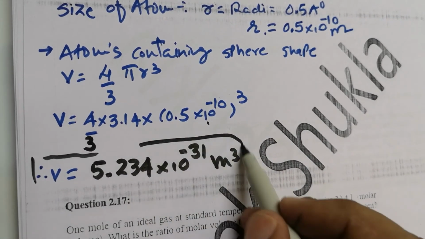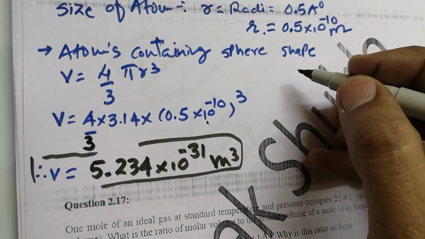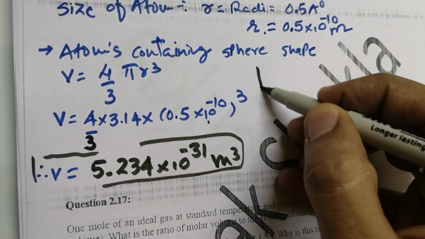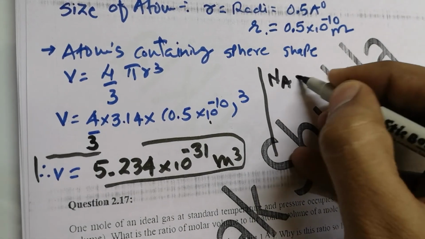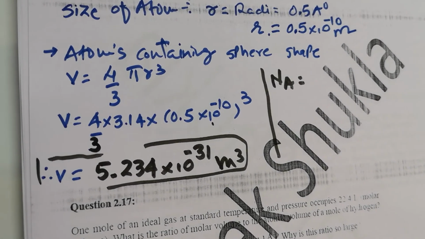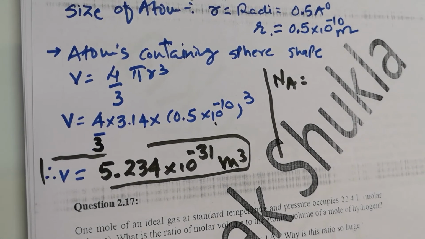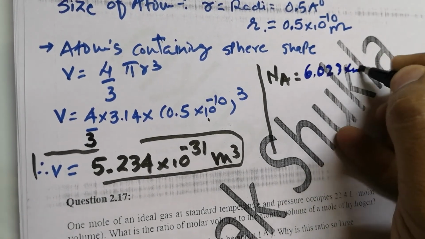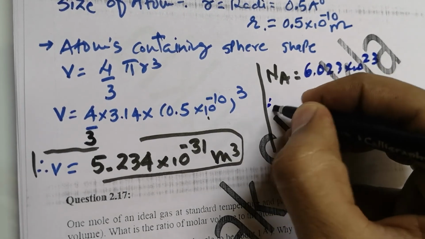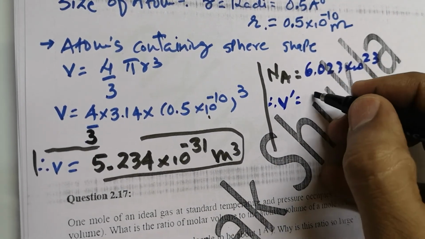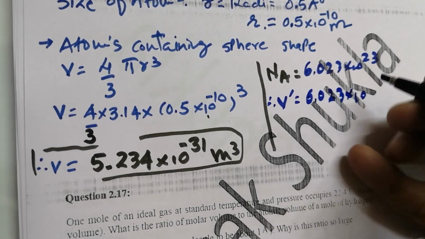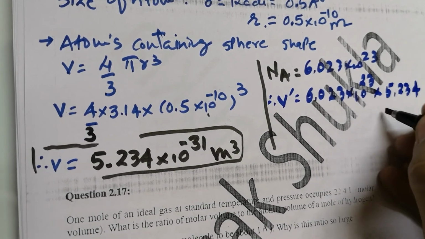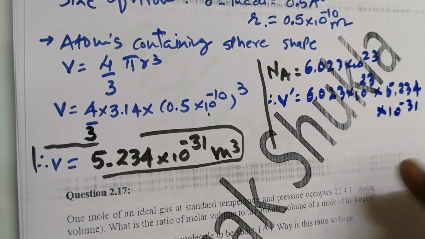Now I want to find its actual number of moles, its total atomic volume. So always take the Avogadro number. The value of the Avogadro number is 6.023 cross 10 to the power 23. So my atomic volume would be 6.023 10 to the power 23 multiplied by 5.234, again multiplied by 10 to the power minus 31.